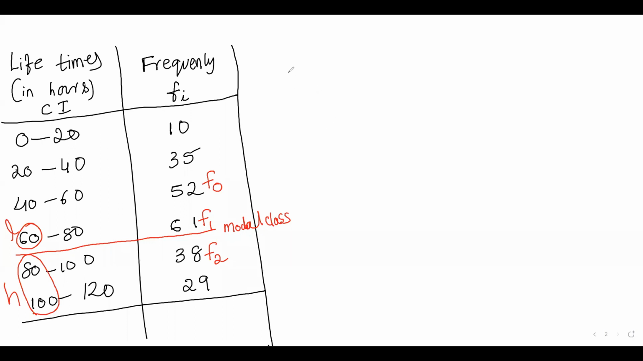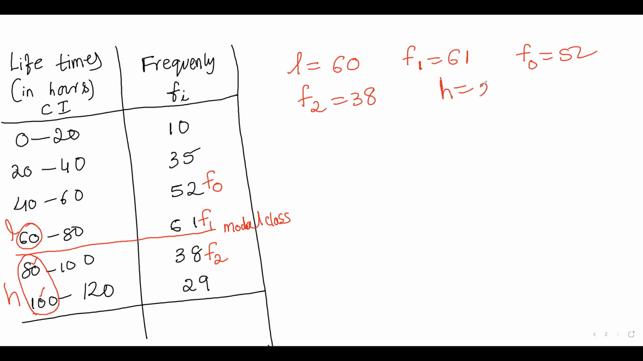So let us write the values. L is equal to 60. F1 is equal to 61. Yes, it's right. F0 is equal to 52. F2 is equal to 38. Lastly, H is equal to 100 minus 80, 20. Clear?